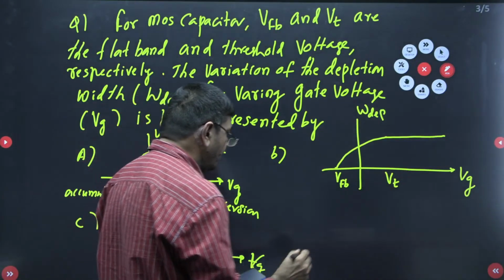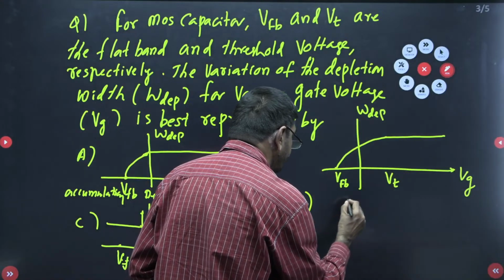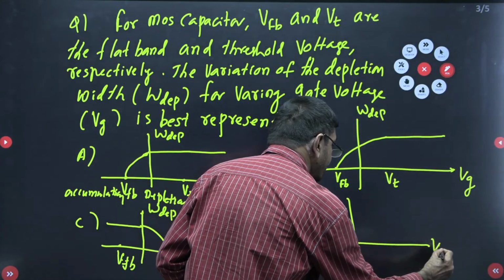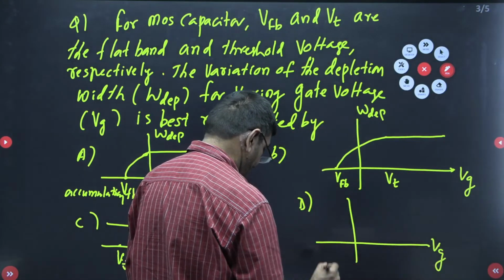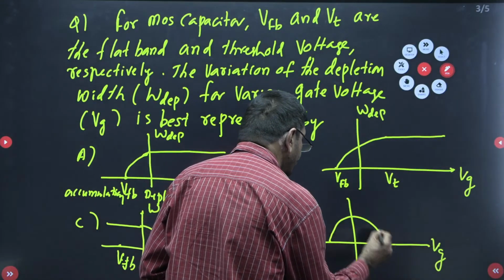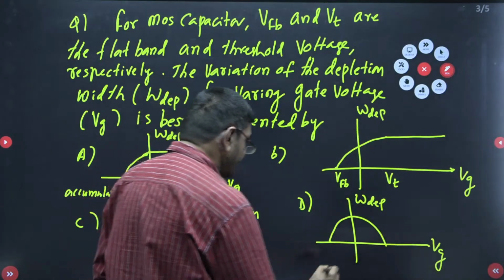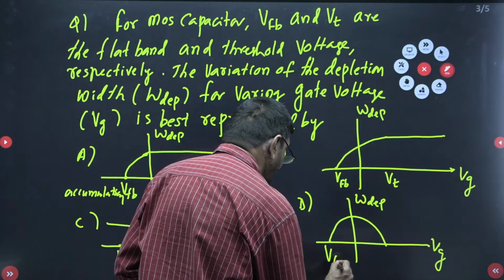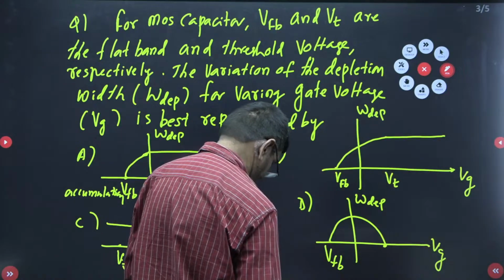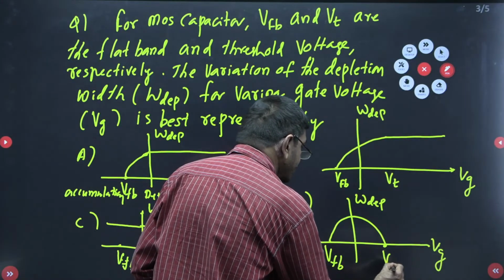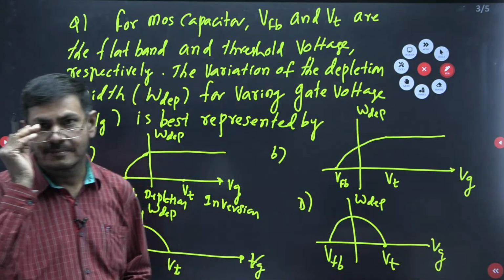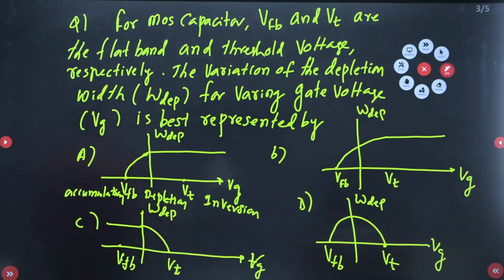And option D: this is the gate voltage, and the diagram is given like this, W_DEP. Here is VFB, and this voltage is given as VT1. Yes, these are the four options given.